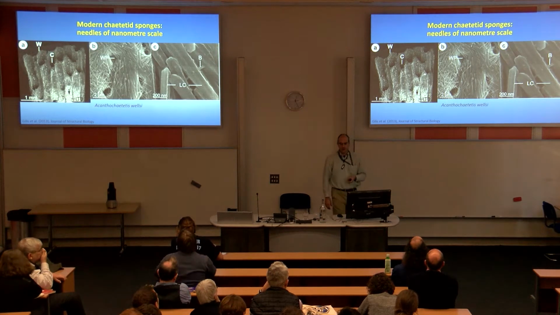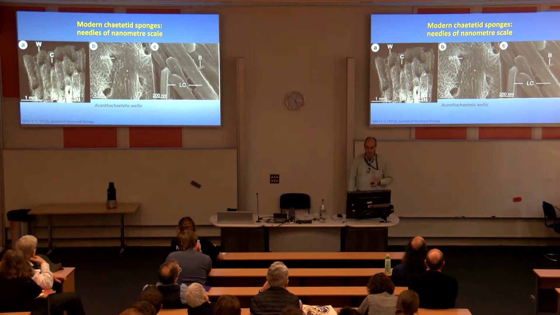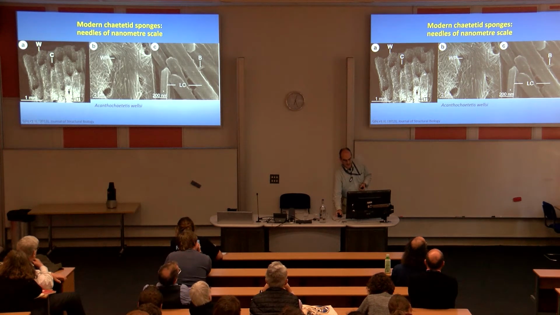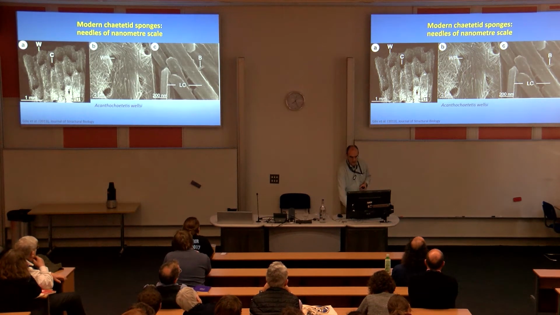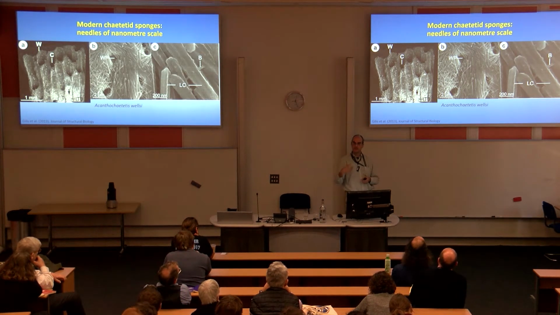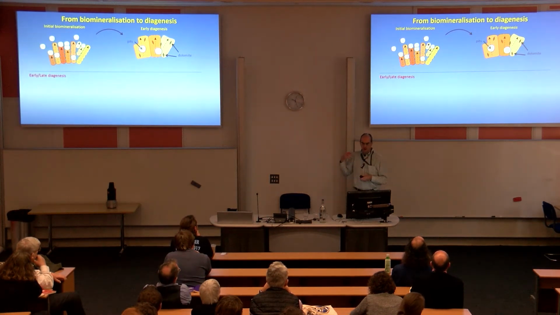So if we look at modern sponges, this is a ketitid, we can see that their skeletal walls are composed of these very fine needles, and the scale here is a lot smaller than the previous images. It's 200 nanometers here, so the width of these is nanometer scale. The length is a few microns. So if we use this sort of information and actually look at the biomineralization model proposed for these modern sponges, we can come up with an idea of how to develop a diagenetic model for this.